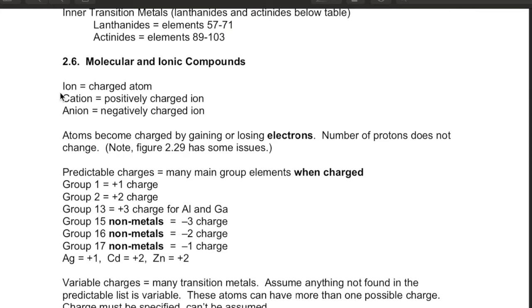So we have two different kinds of ions. Ion is a more general term. If the charge is positive, we call that ion a cation, and if the charge is negative, it's called an anion.